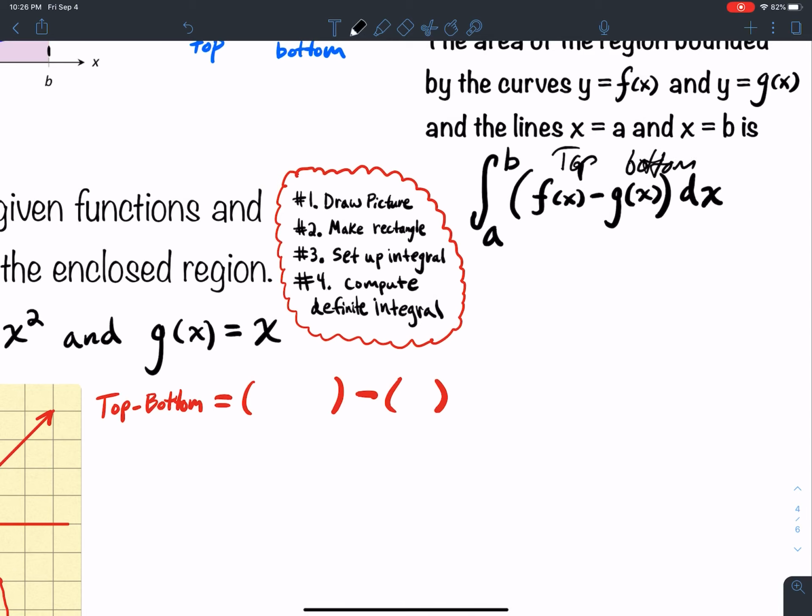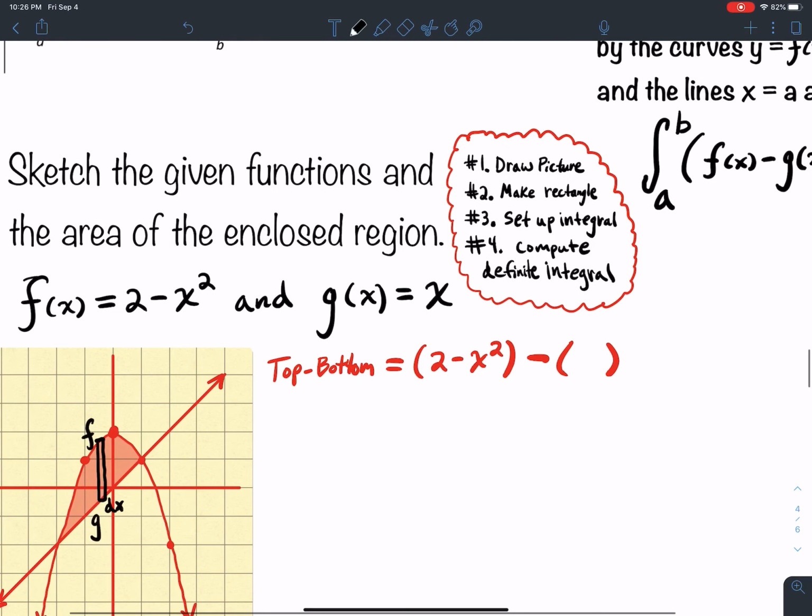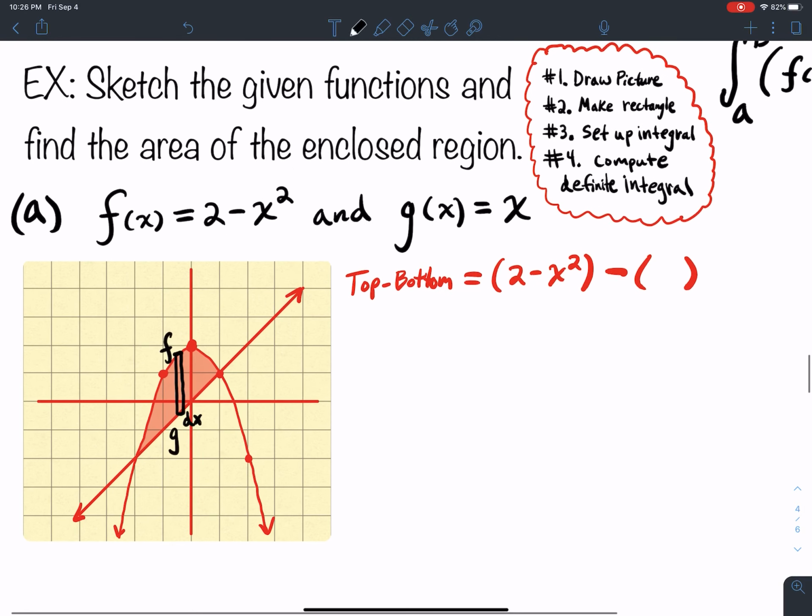So don't get caught up on the f minus g part. I could have switched f and g around. It's always the top minus the bottom. If you do bottom minus top, you're going to get the negative of it. When you're looking for distance, you do the big one minus the less big one. So the parabola, the top, the f of x goes here. The bottom is the x, and that goes there. Top minus bottom simplified just gets me 2 minus x squared minus x.